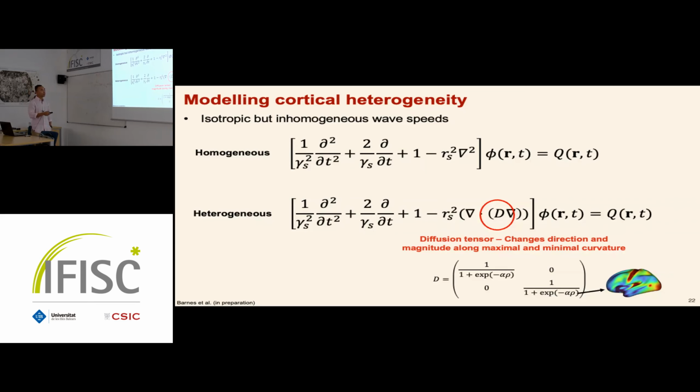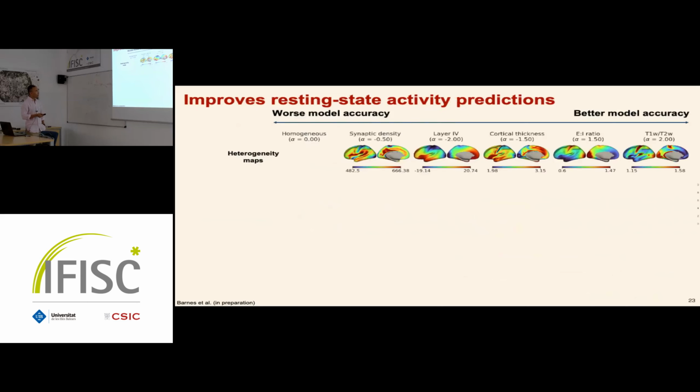And so by doing that, if my alpha is 0, I will go back to my homogeneous case, and I can test alpha in both directions. If my alpha is negative, I will go in the other direction compared to when it's positive. So we now try to redo all our modeling using this heterogeneous case. And we use various types of heterogeneity. Again, we have synaptic density.